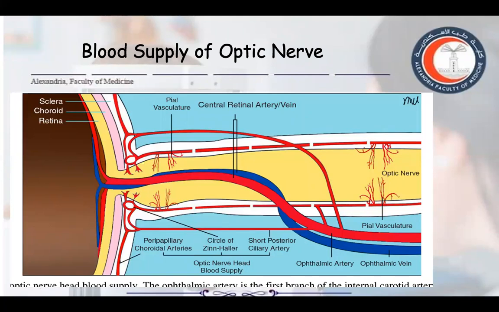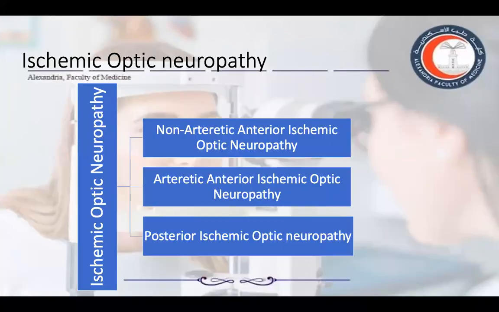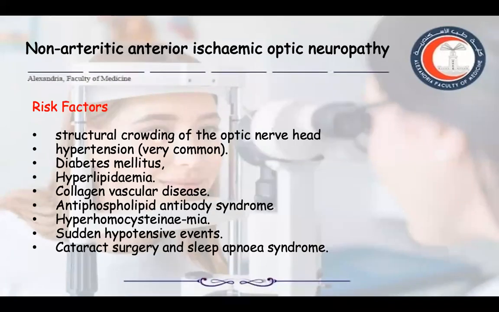If ischemia affects the blood vessels that supply the optic nerve head, it will result in an anterior ischemic optic neuropathy, whether arteritic or non-arteritic. If the ischemia affects the blood supply of the posterior segment or retrolaminar portion of the optic nerve, this will result in posterior ischemic optic neuropathy. So ischemic optic neuropathy is divided into three types: non-arteritic and arteritic causes of anterior ischemic optic neuropathy, and posterior ischemic optic neuropathy. Let's start with the most common, which is the non-arteritic type.